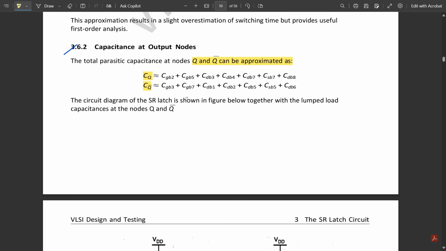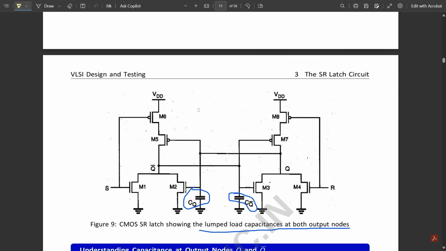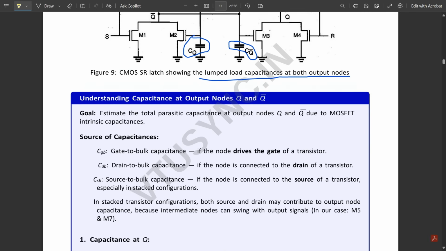The circuit diagram of the SR latch is shown below together with the lumped load capacitance at the nodes Q and Q bar. If the question is asked, you should draw this diagram, that is the two input NOR based SR latch, where you should add the lumped load capacitance at the output end. Okay, so let us understand capacitance at output nodes.